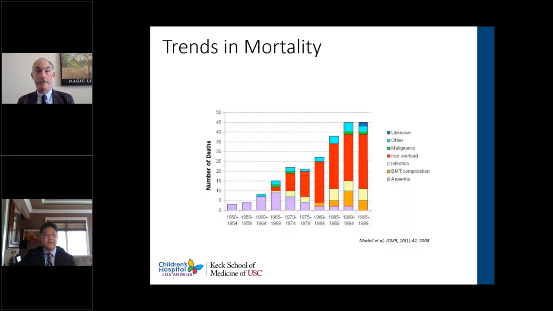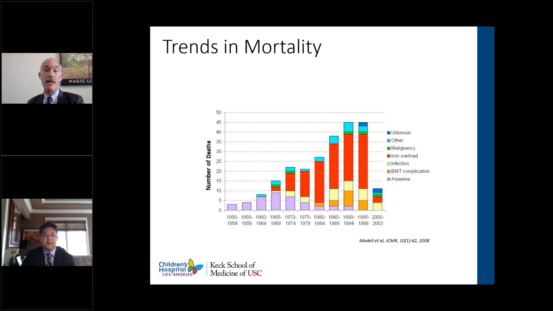Now, this slide depicts the mortality up to the year 2000 in the United Kingdom before the advent of the cardiac MRI. And shortly after the introduction of cardiac MRI, this was the improvement. So red reflects the cardiac deaths, and you can see the drop in cardiac deaths just by the ability to see iron developing within the heart.